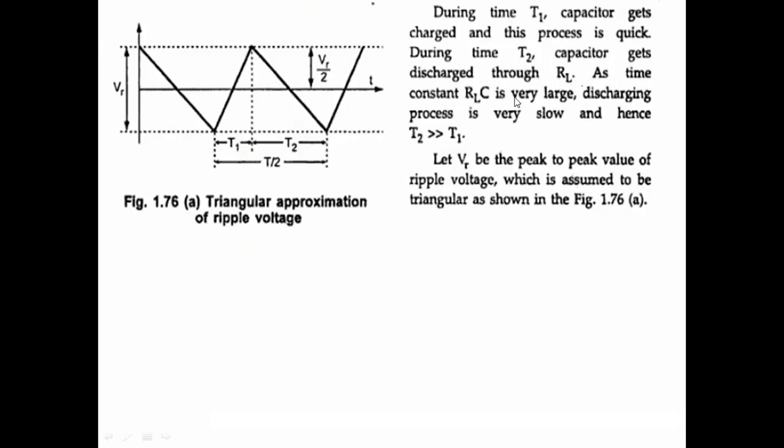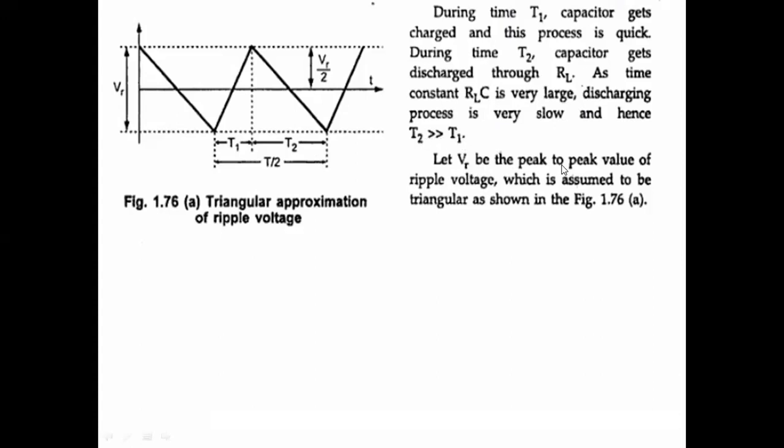The time constant RLC is very large because RL is the load resistance. If the load resistance is very high, the discharging time will increase, and due to that, it will discharge slowly. We will get pure DC. And generally T2 is very much greater than T1.